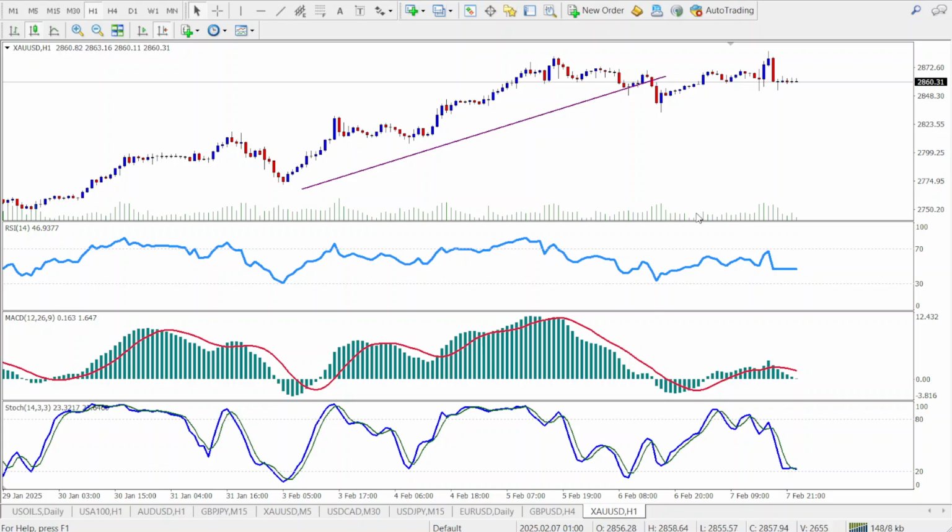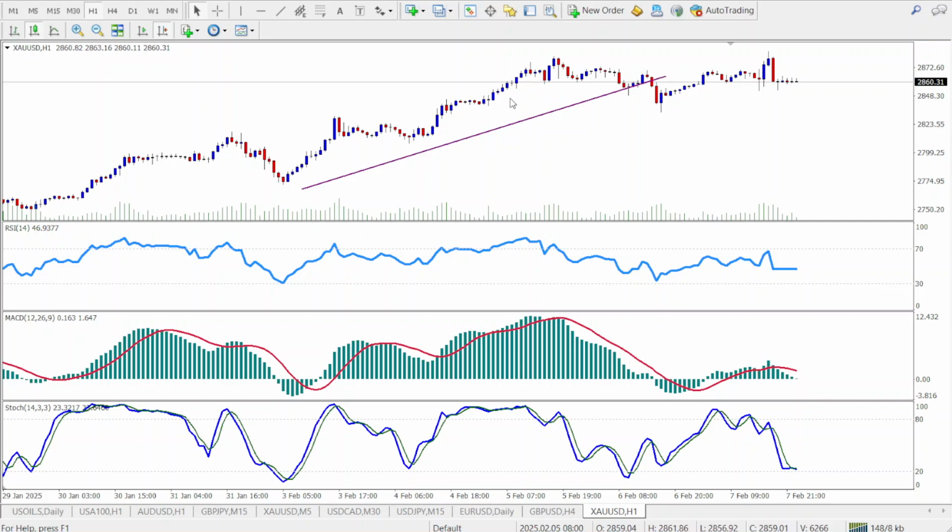There are two main types of divergence every trader should know. The first is regular divergence. Regular divergence signals a potential trend reversal. It occurs when price forms higher highs.